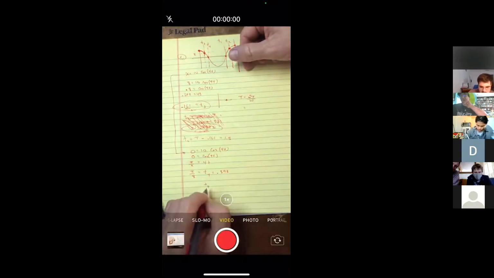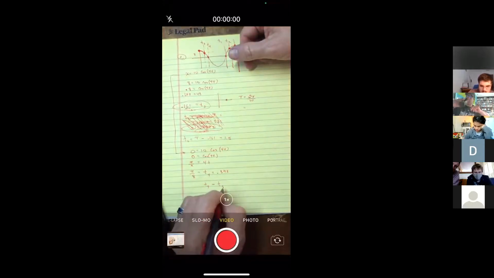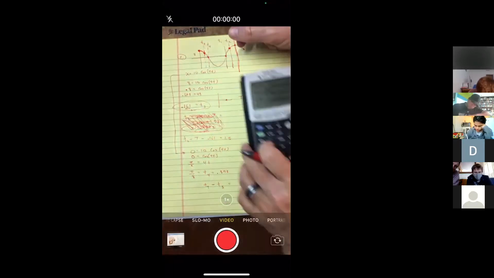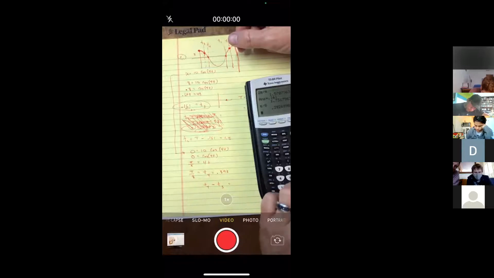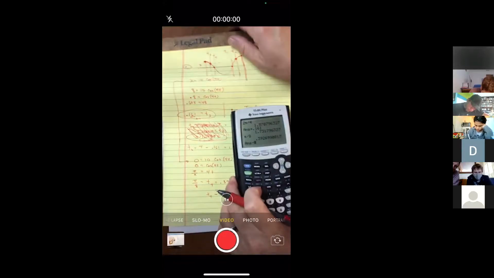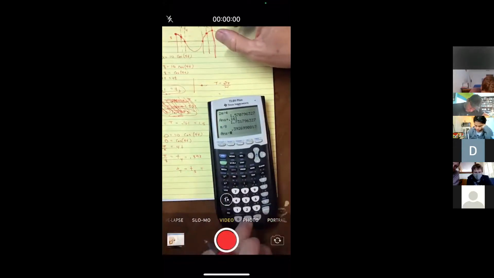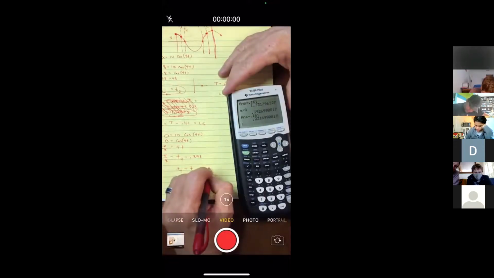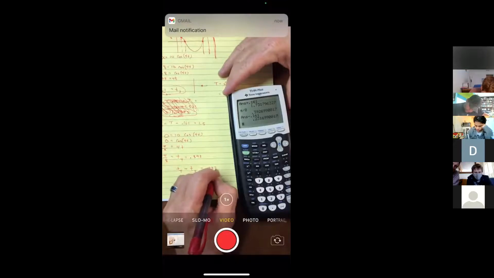So if I take time 4 and subtract time 3, so 0.930 minus 0.161, I get a time of 0.232 seconds.